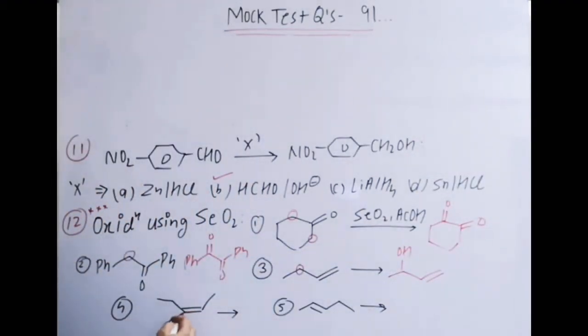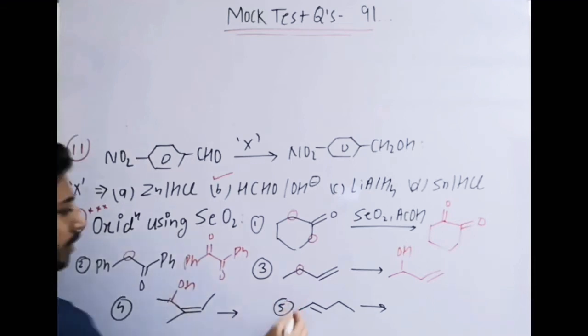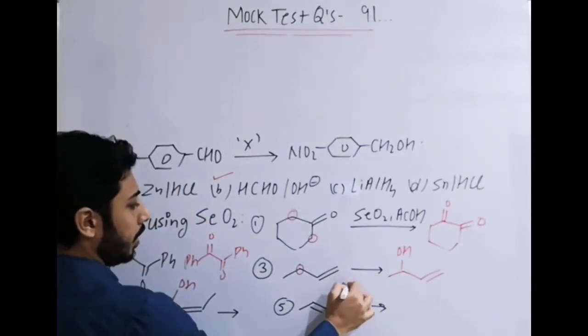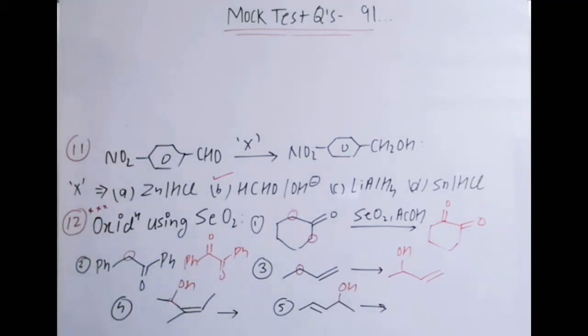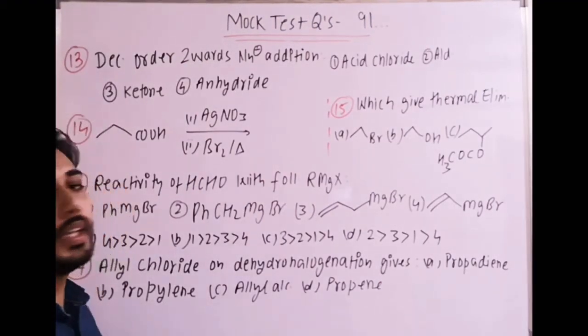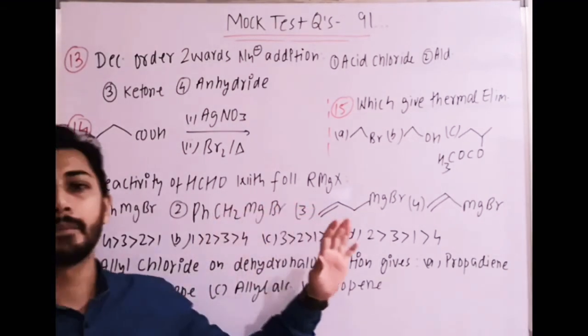Then fourth, again an allylic system. Now here the allylic CH2 group is preferred as compared to CH3. So here this will be oxidized and it gives allylic hydroxylation, at this position. Same way here, with availability on both sides, the CH2 is here, so it will be preferred. This is allylic hydroxylation using selenium oxide.